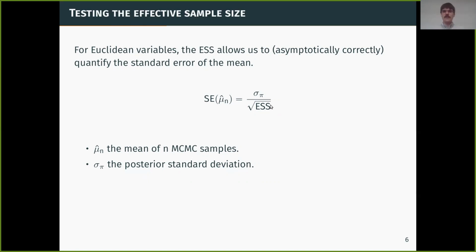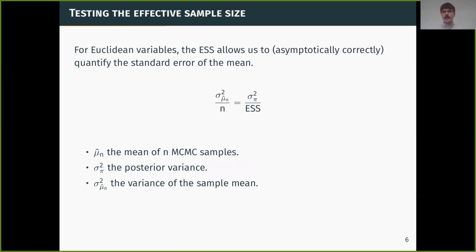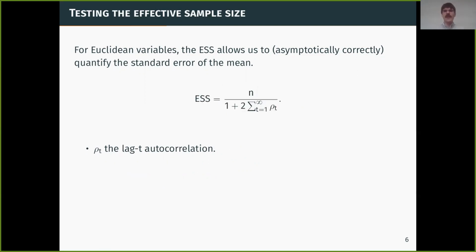Now, you may be more familiar with this slight rewriting of things. In this case, we say the variance of the mean over the true sample size is the posterior variance over the effective sample size. They're just interchanges of the same thing. Now, from this, or rearrangements of it, we can figure out how to compute this from theory, and we end up with something that looks like this: an effective sample size in terms of the true sample size and this telescoping sum of lag t autocorrelations. That's great, but what about trees?